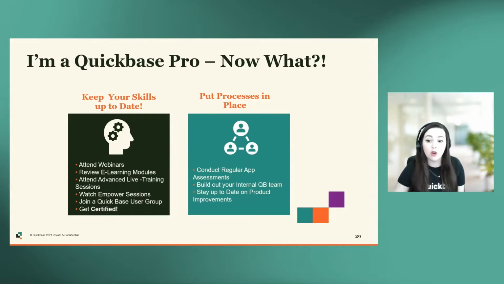Again, this is just a brief overview on steps you can take, but some examples of processes you can put into place is regularly conducting application assessments to determine whether an app needs updates. You can start building out your internal Quickbase team to help manage your company's applications. There's more power in numbers. You can stay up to date on product improvements. Quickbase has a monthly release of new features. I would suggest either subscribing to the updates so you're first to know when those updates go live, or you can just check back on the website often for those updates.